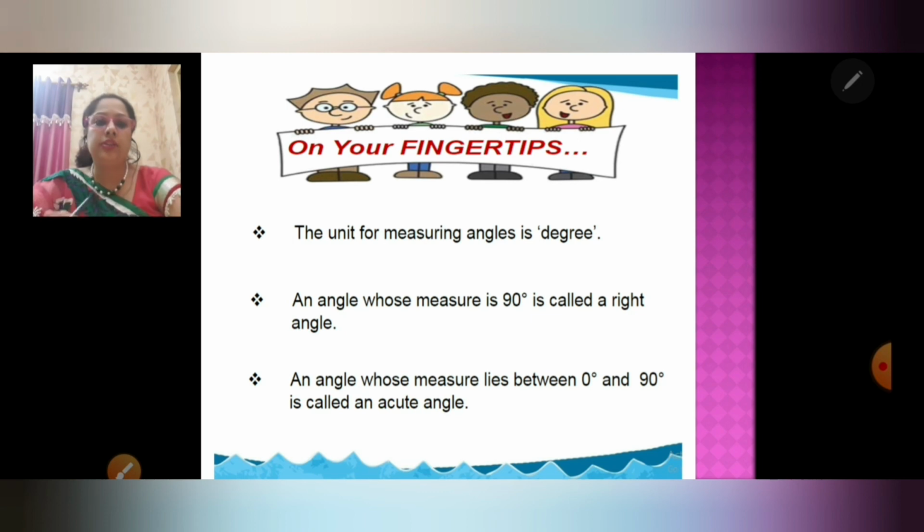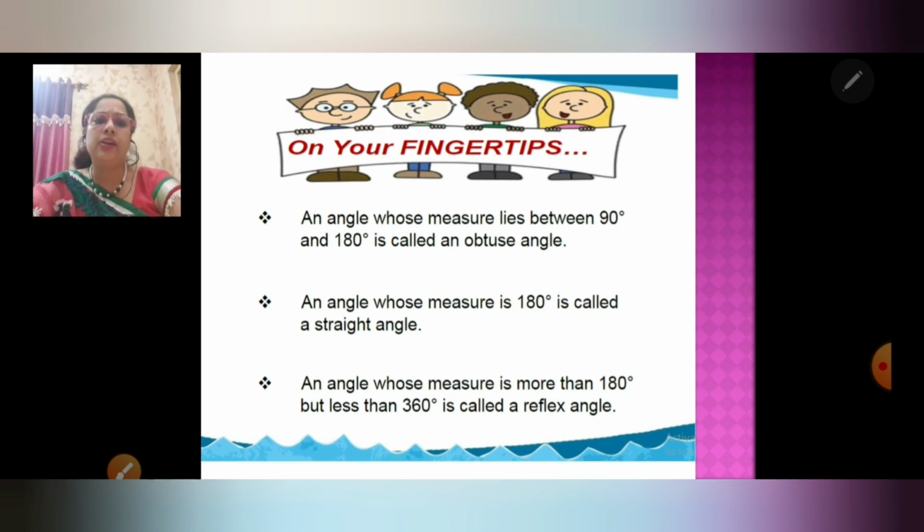So children, let's recap. The unit for measuring angle is degree. An angle whose measure is 90 degree is called a right angle. An angle whose measure is between 0 degree and 90 degree is called an acute angle. An angle whose measure lies between 90 degree and 180 degree is called an obtuse angle. And an angle whose measure is 180 degree is called a straight angle. An angle whose measure is more than 180 degree but less than 360 degree is called a reflex angle.